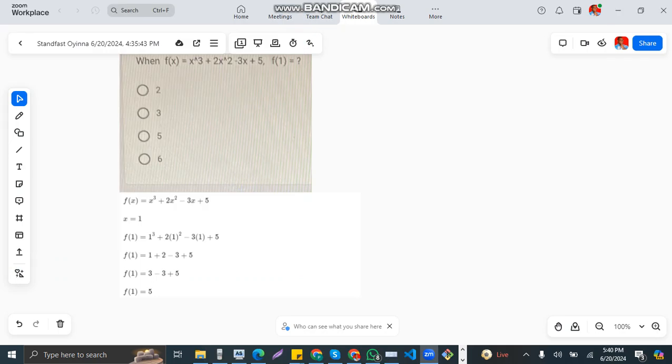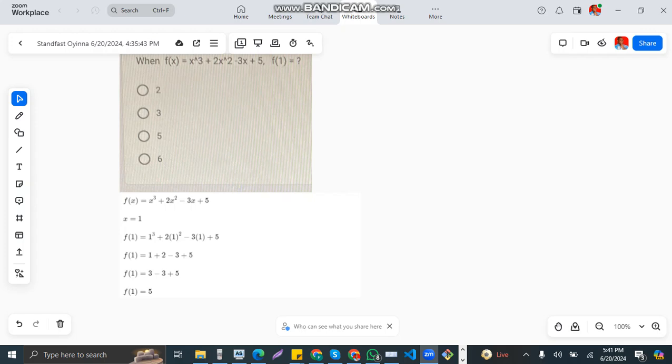Hello guys. Today we are looking at a rather more simple question than the previous ones we have looked at. This one asks us, when f of x is equal to x raised to the power of 3 plus 2x squared minus 3x plus 5, f of 1 is equal to what? In other words, we should evaluate this equation when x is equal to 1.